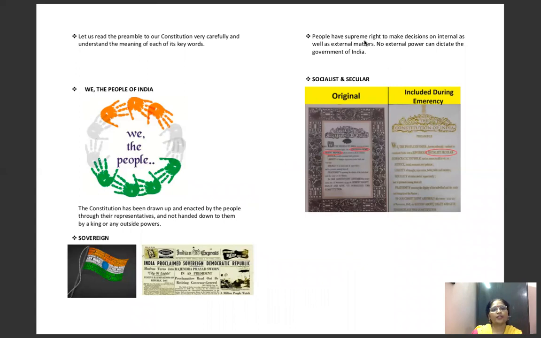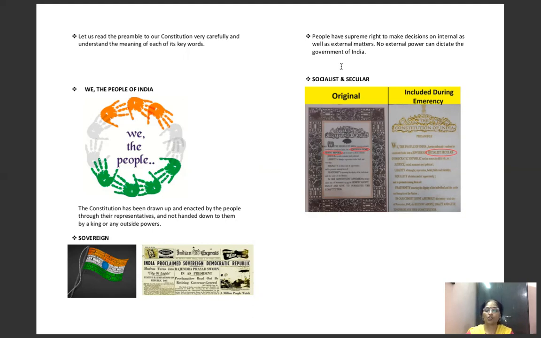Let us read the preamble to the Constitution very carefully and understand the meaning of each of its key words. We, the people of India. The Constitution has been drawn up and enacted by the people through their representatives and not handed down to them by a king or any outside powers. That means that we have elected our representatives and they have made the Constitution for us.